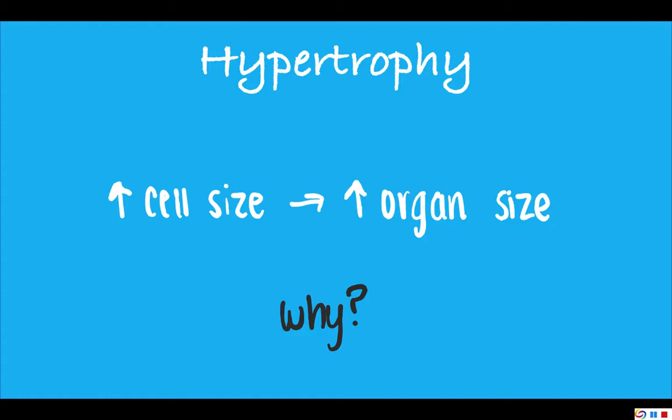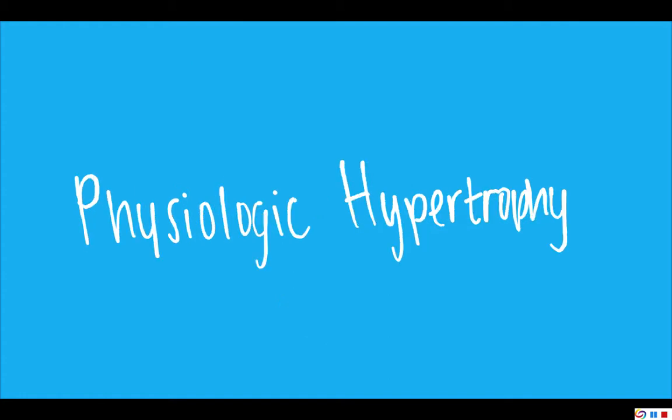There are going to be some times where this is a normal physiological process, where some cells, and therefore the tissue or organ, need to get bigger for a normal physiological reason. And then there are going to be some times where it's a pathological reason. There's some sort of pathology or something wrong going on, and that's going to cause these cells to have to adapt and get bigger. The first one we're going to talk about is physiologic hypertrophy. This is just a normal physiologic reaction to something.